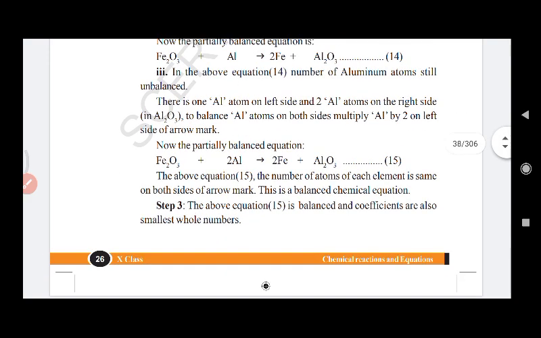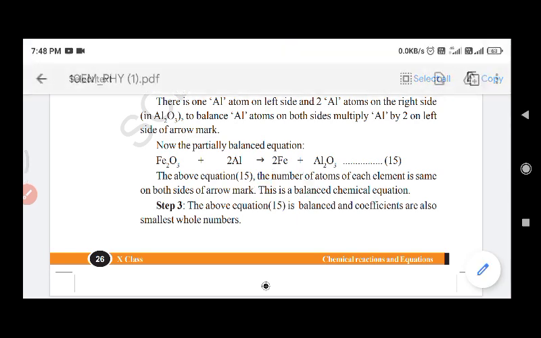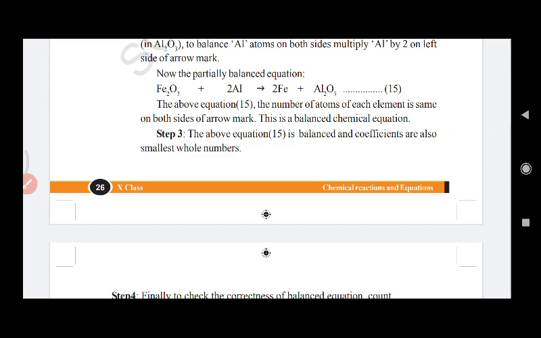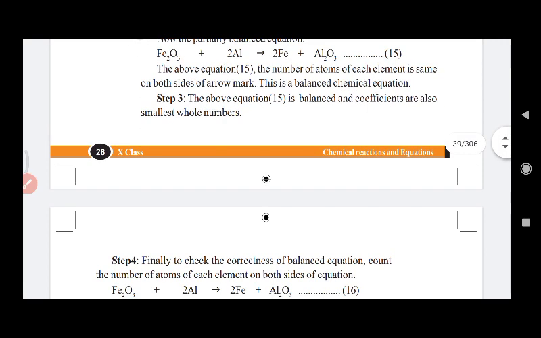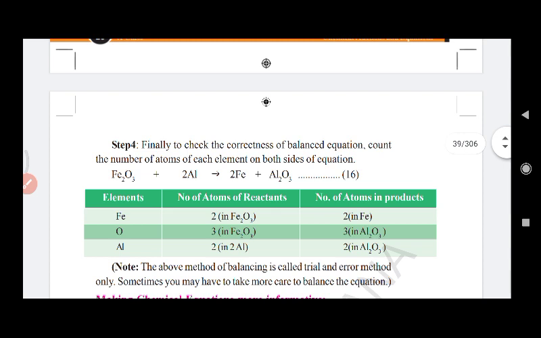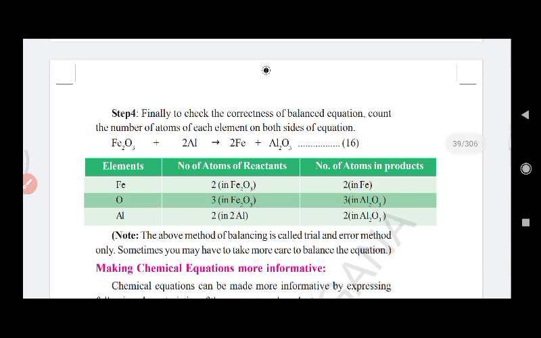Okay, if you look at iron, 2 atoms on the left side, after writing 2 as a coefficient before iron, 2 iron atoms are there on the right. And after writing 2 before aluminum, the left side has 2 aluminum atoms, with 3 oxygen atoms in Fe2O3, and the right side also has 3 oxygen atoms. All the atoms of each element in the given chemical equation are balanced. In step 3 there is no need to change the above chemical equation into a simple whole number ratio. So in step 4 finally we write the balanced chemical equation, and again we count the number of atoms of each element on both sides, and we compare iron, oxygen and aluminum.